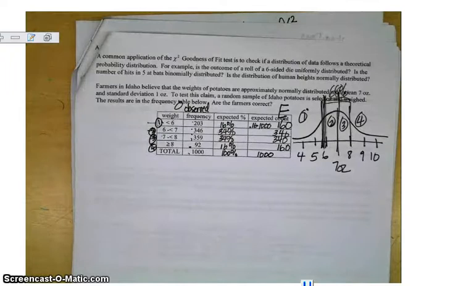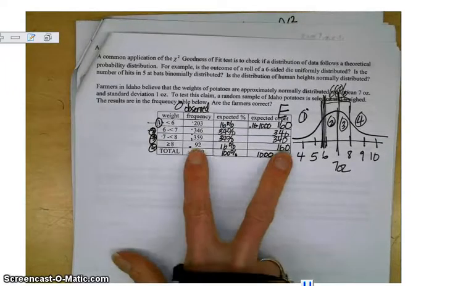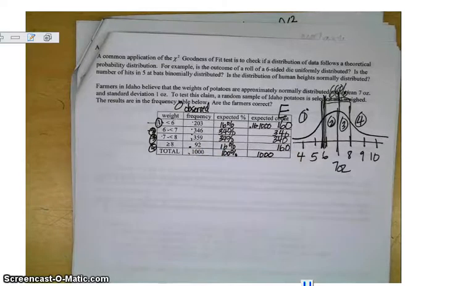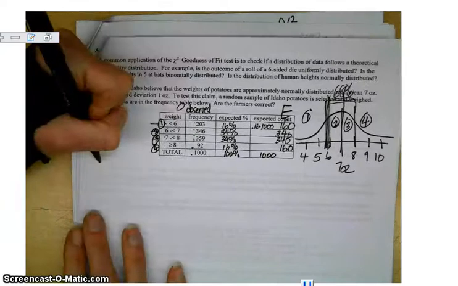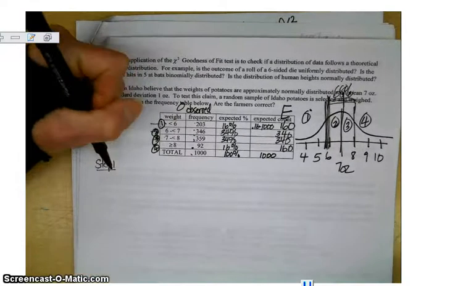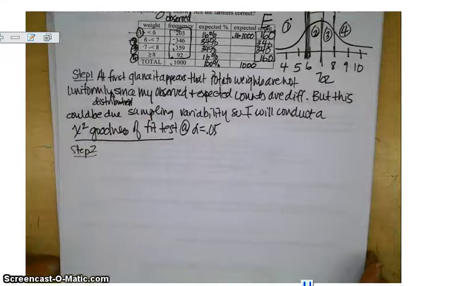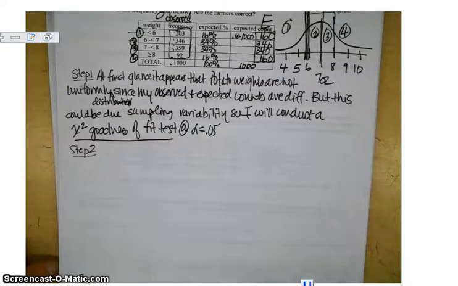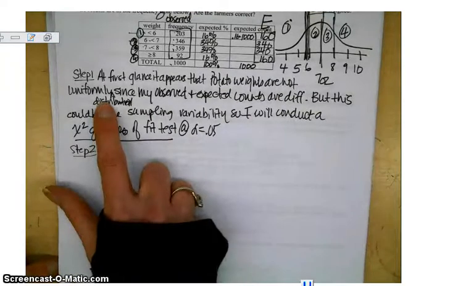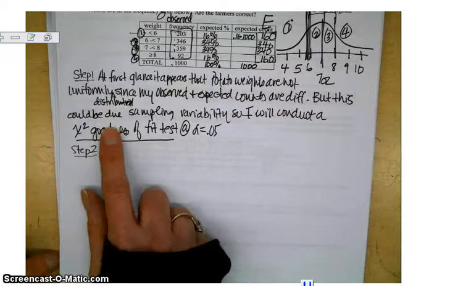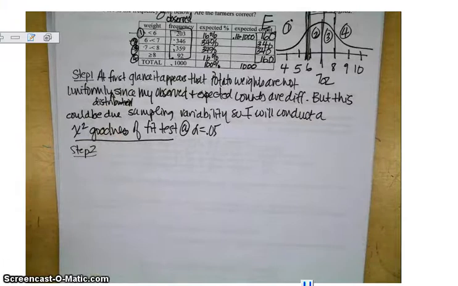Does there appear to be a difference between the 2? Yes, there does appear to be a difference. So we're going to do a chi-square test. We're going to do step 1 here. We're going to write our at first glance paragraph, very similar to the one on the last page. So our step 1: at first glance it appears the potato weights are not uniformly distributed since my observed and expected counts are different. This could be due to sampling variability. So we're going to do a chi-square goodness of fit test at alpha level 0.05.